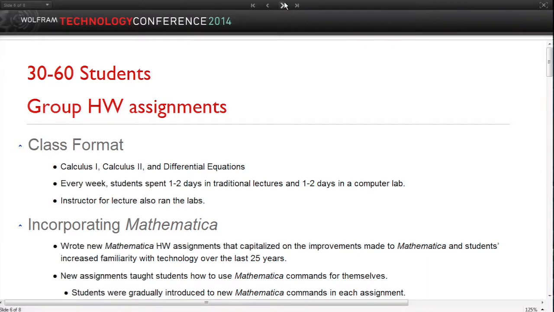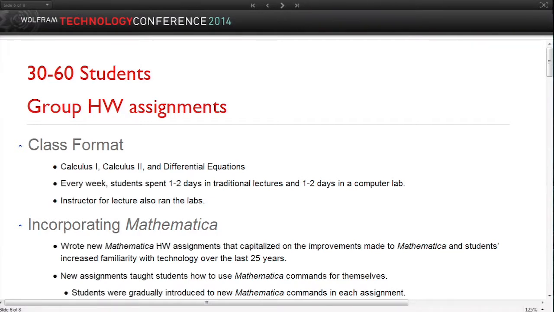And in contrast to other institutions that have attempted to incorporate Mathematica or any of the competitors, a key factor was, as the instructor, I also ran the labs. So there was a very fluid transition that you would not be seeing if you read about the papers of other people who are trying to incorporate technology in their classes right now.